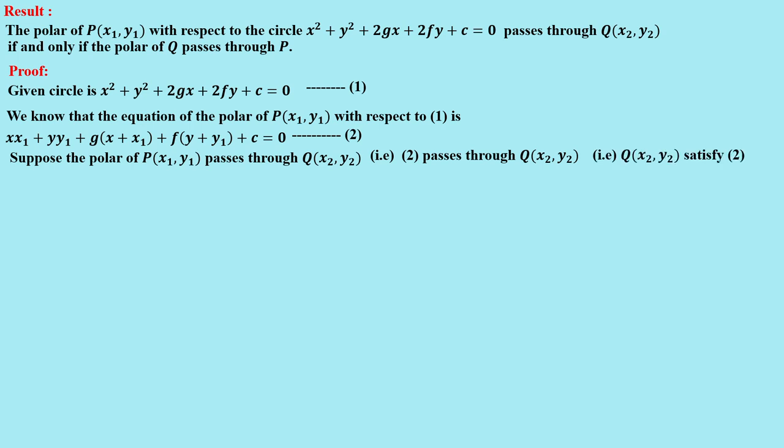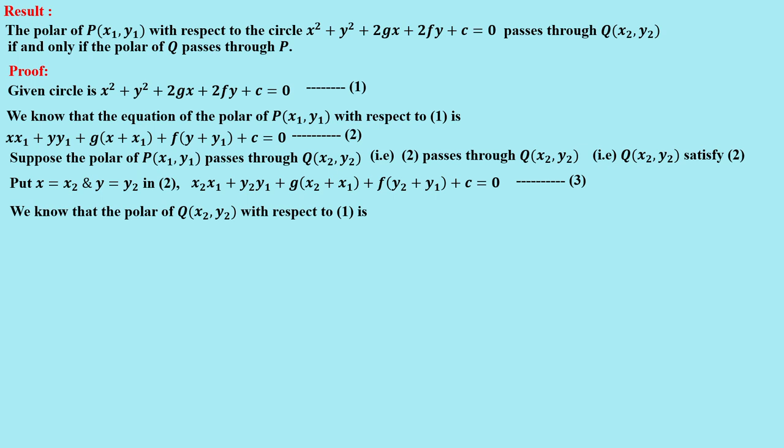Then Q satisfies equation 2, right? So instead of x you can put x2 and y equal to y2. So you will get x2 x1 + y2 y1 + g(x2 + x1) + f(y2 + y1) + c = 0, that is equation number 3. We know that the polar of Q(x2, y2) with respect to 1 is x x2 + y y2 + g(x + x2) + f(y + y2) + c = 0, fourth equation.